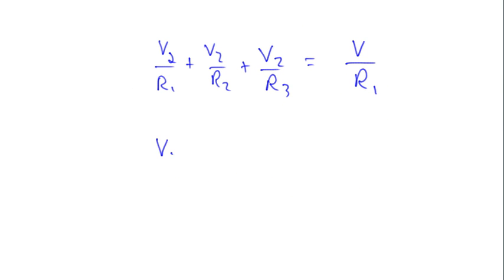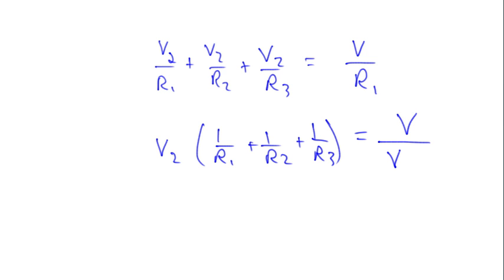So V2 times 1 over R1 plus 1 over R2 plus 1 over R3 is equal to V over R1. So V2 equals V times, multiply both sides by the reciprocal of this thing in the parentheses. So it's V over R1 times what you see in the parentheses there.